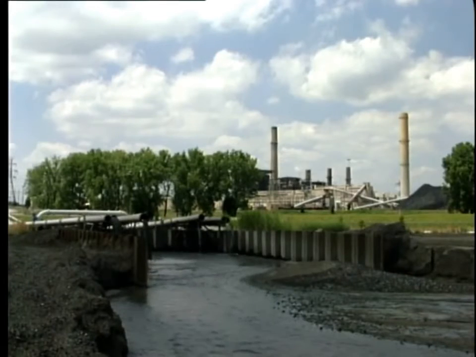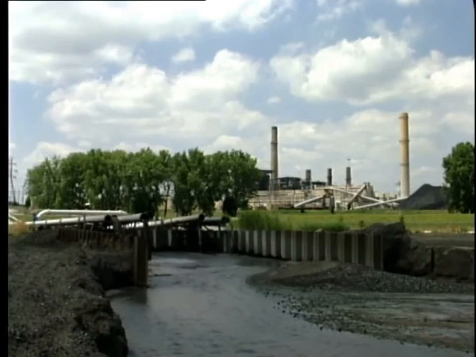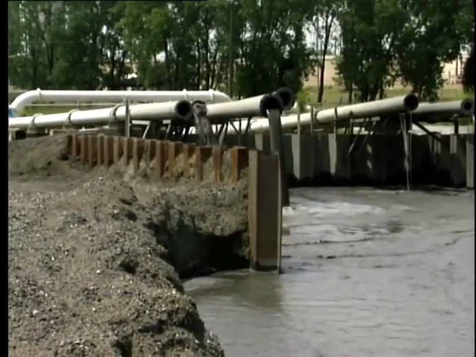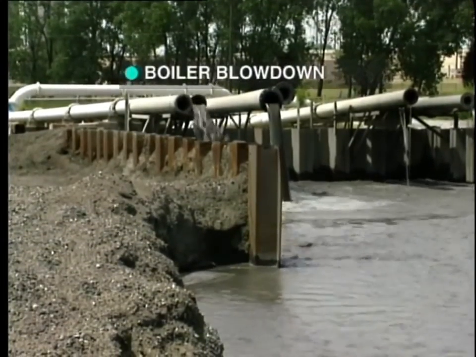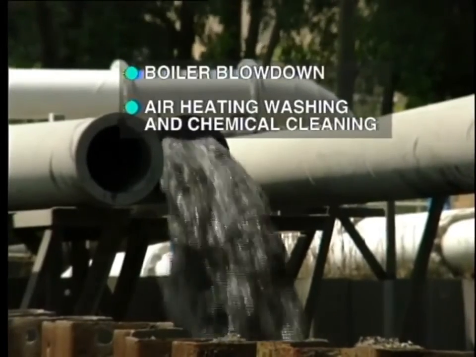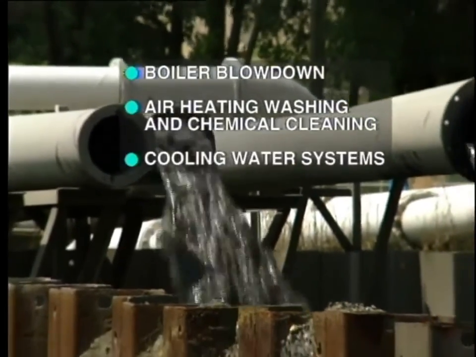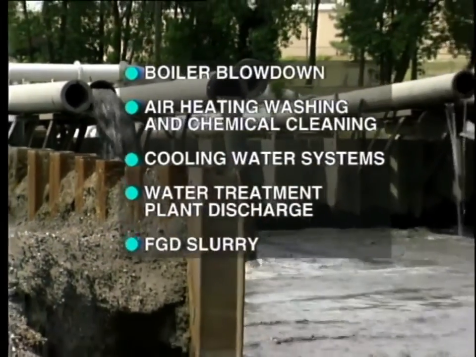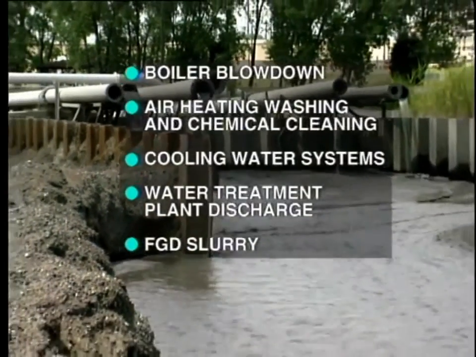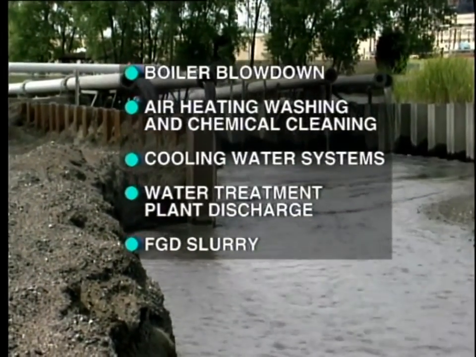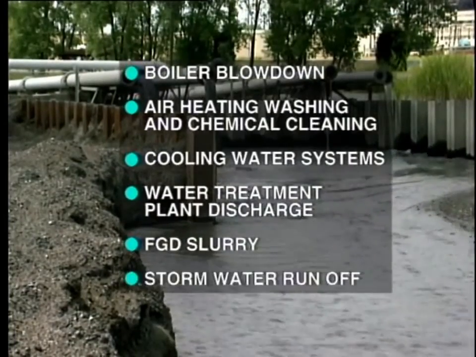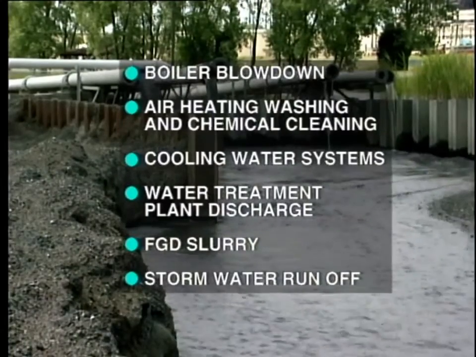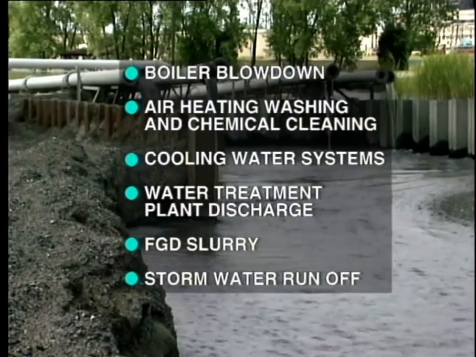Let's continue our study of power plant pollutants now by looking at effluent discharges from the plant. The sources of effluent contaminants are boiler blowdown, air heater washing and chemical cleaning, cooling water systems, water treatment plant discharge, FGD slurry, that is waste effluent from a flue gas desulfurization installation, stormwater runoff from coal piles, ash ponds, oil tanks, and other possibly contaminated areas.